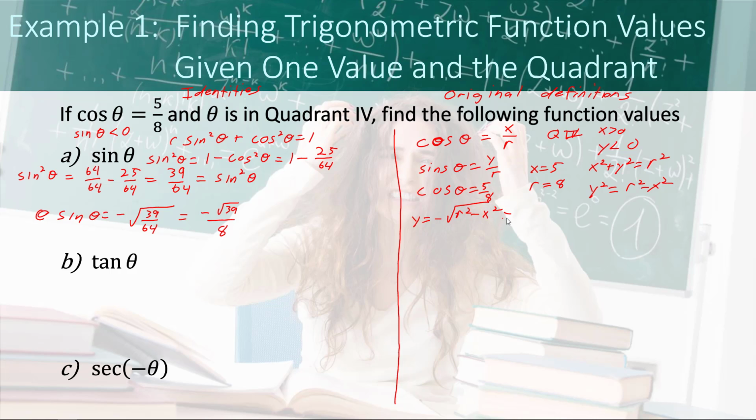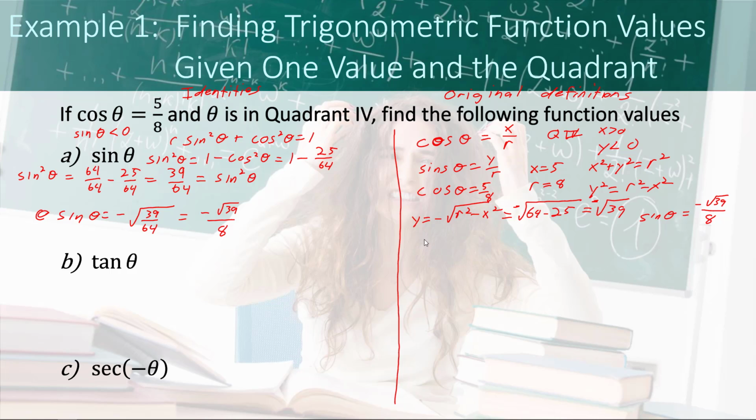And doing the substitutions, we will have the square root of 64 minus 25, which will give us the square root of 39. I'm sorry, and remember we're taking the negative square root, so this will give us the negative square root of 39. So if that's the case, then we have that sine of theta is equal to y over r. Well, y is negative root 39, and r is 8. And there you go. You have the exact same answer.